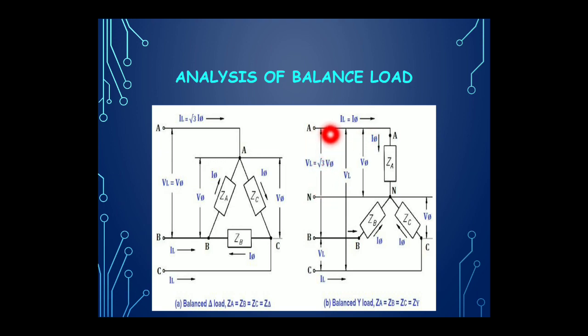VL means the voltage between two phases and V phase means the voltage between one phase and the neutral. So the phase voltage is the same for each of the phases and the phase current is also the same, because the load impedances are the same. So that is the balanced load of a three-phase star and delta connection.